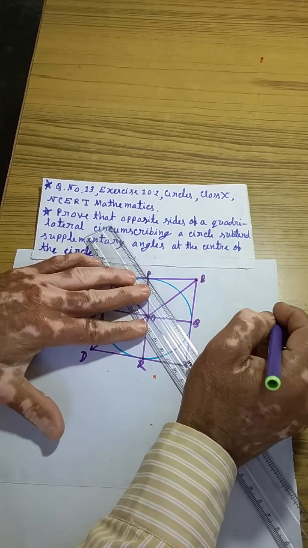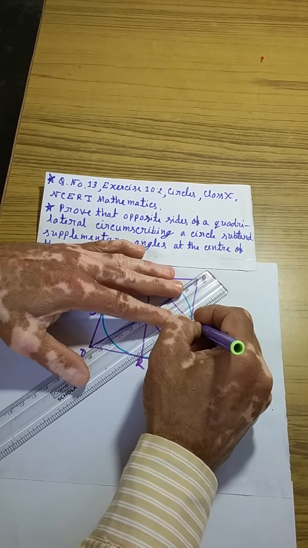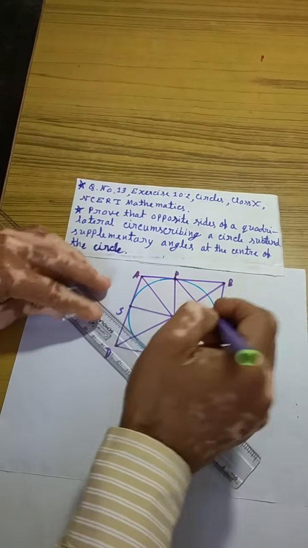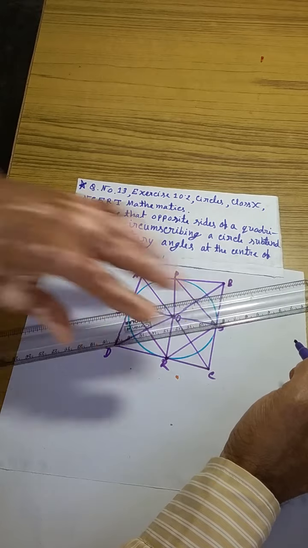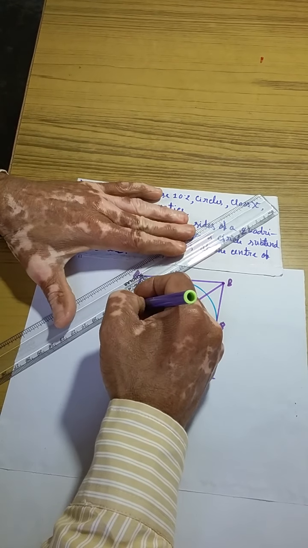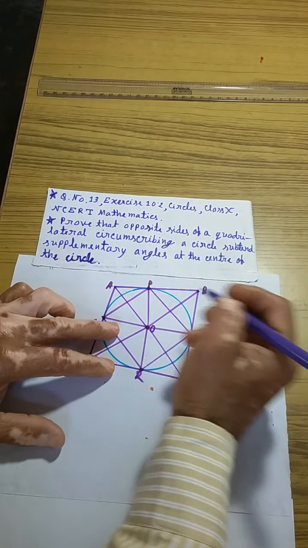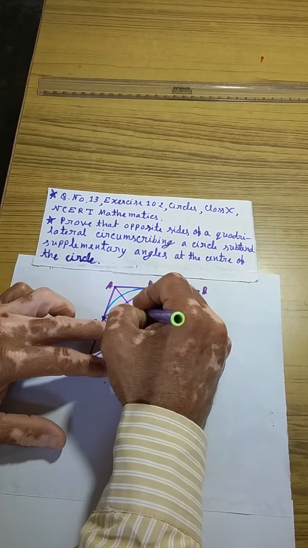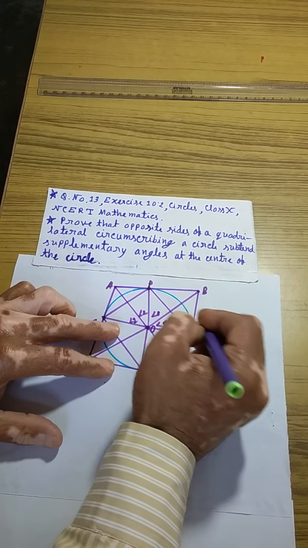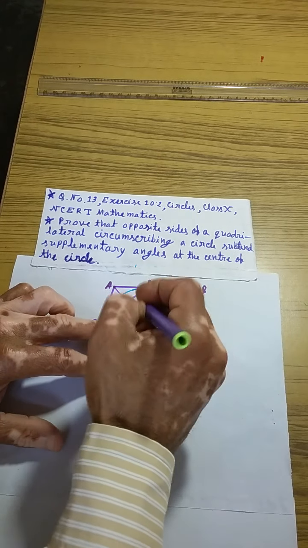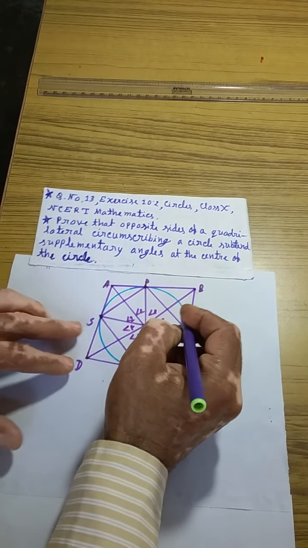Moreover, join the points PQ, QR, RS, and SP. After this, let us name the angles formed at the center of the circle as angle 1, angle 2, angle 3, angle 4, angle 5, angle 6, angle 7, angle 8.